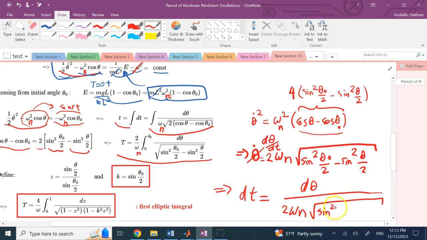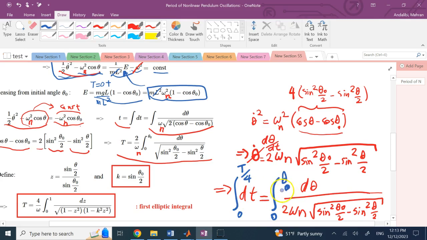Let me write this out, because several of the intermediate steps are missing in these notes, and I want to make sure you have it all. Now you would integrate both sides. This side goes from 0 to theta naught, and this side goes from 0 to t over 4.